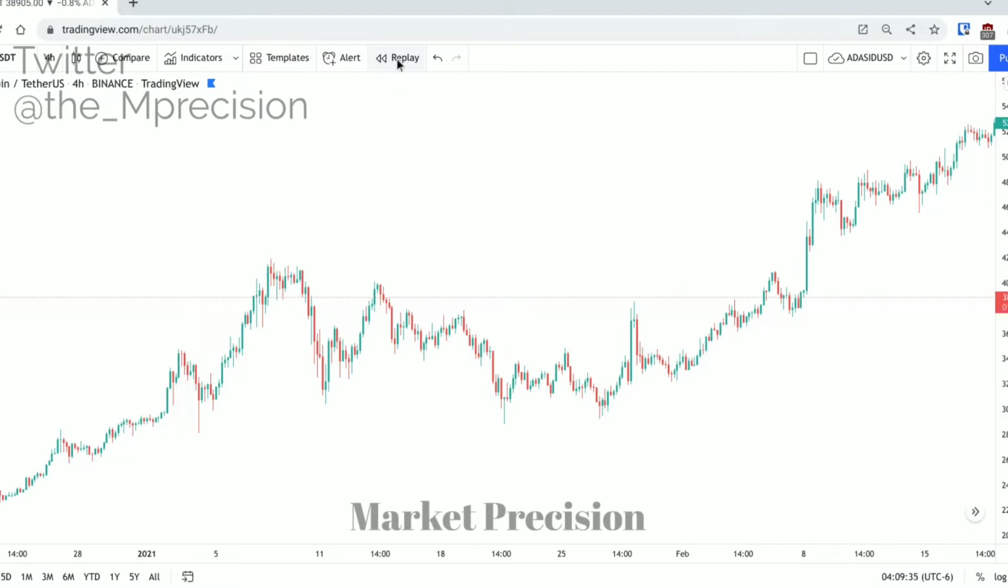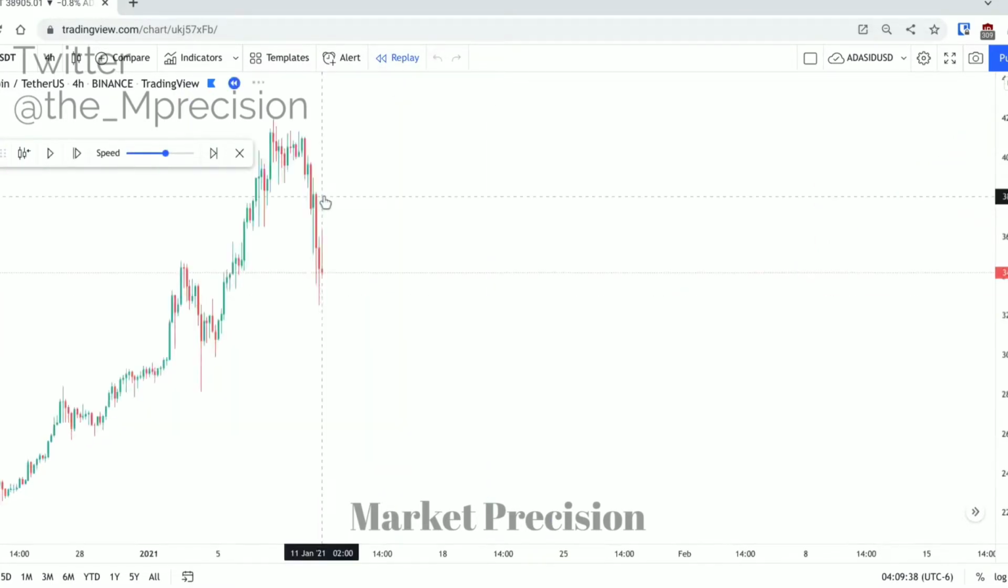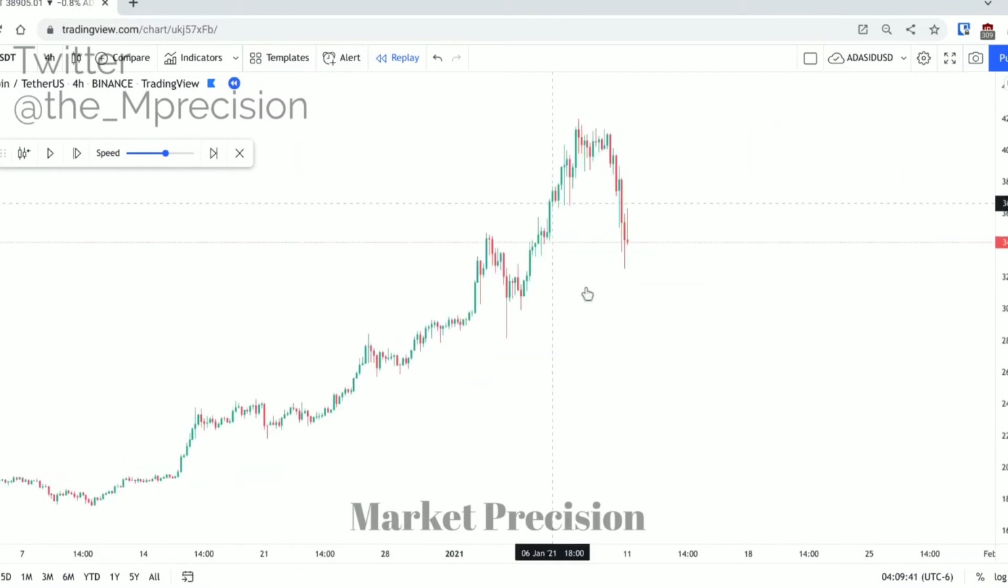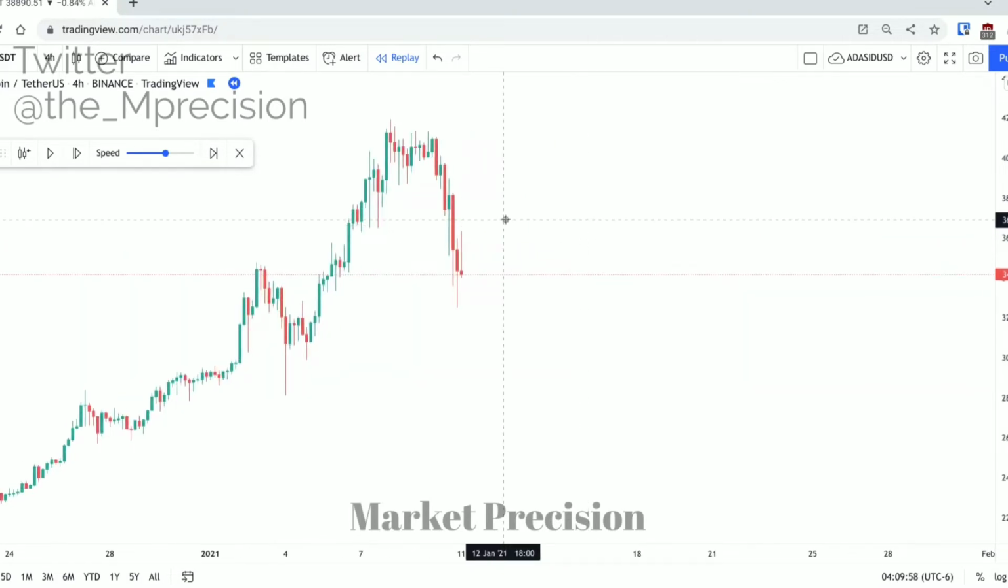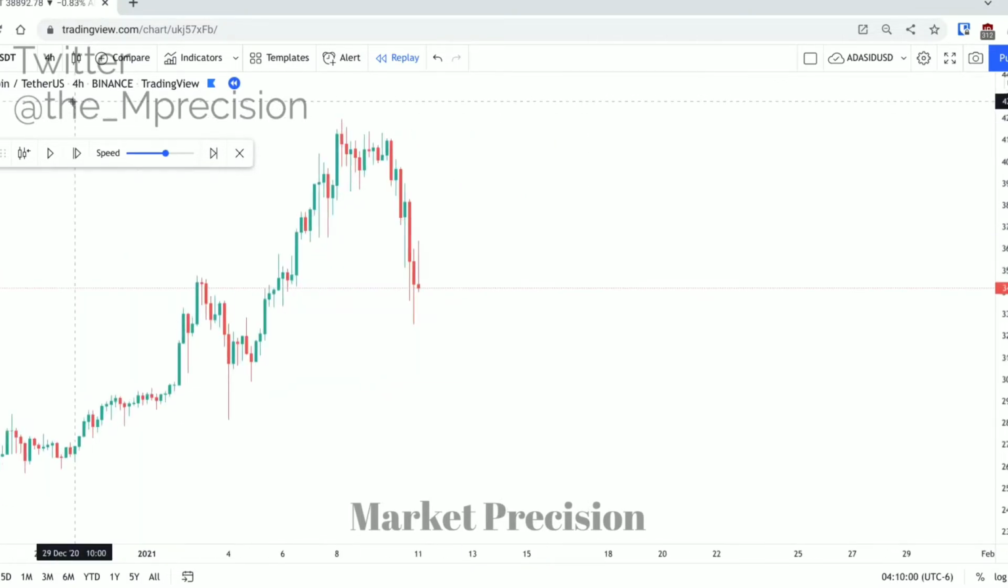Starting with the most important thing, the replay tool. Let's just put it here. I'm going to start here, on January 2021. This is where I am. I'm not sure how the candles are going to position themselves. I can't memorize 10,000 candles. So I'm literally going in naked and I have no idea what's going to happen next, candle to candle. I'm using it on a higher time frame, 4 hours.